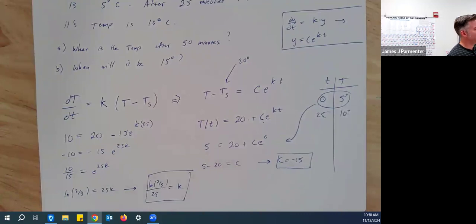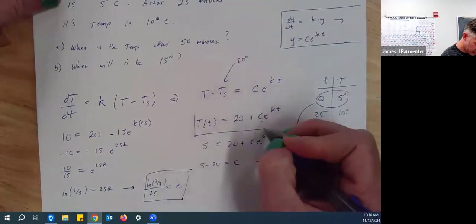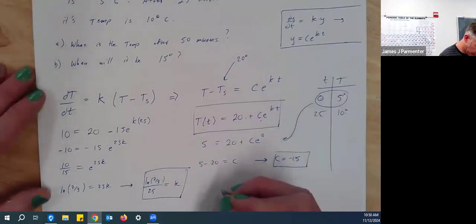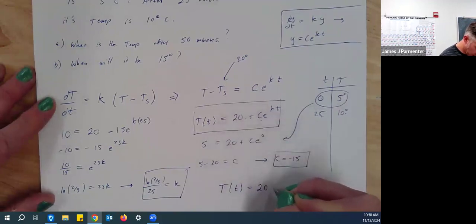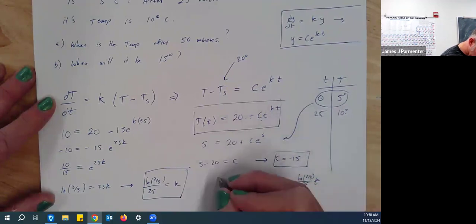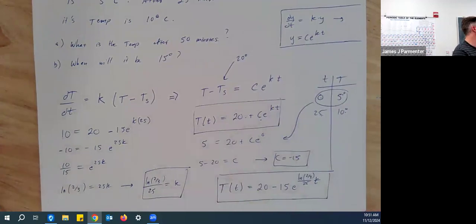Great. Now we have all the pieces we need to figure out the model for the temperature at any time t. So our model now, we're just taking this general model and plugging in our particular constants. I think we can fit it right here. So our temperature at time t is going to be 20 minus 15e^((ln(2/3)/25)t). That's the temperature at any time.